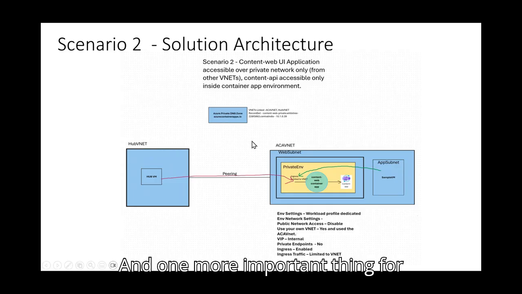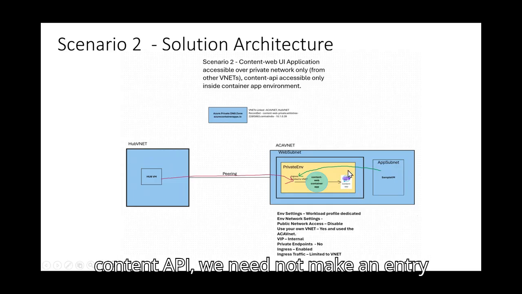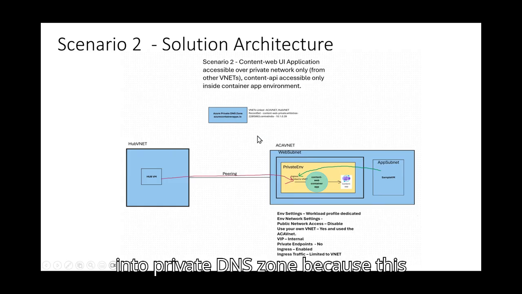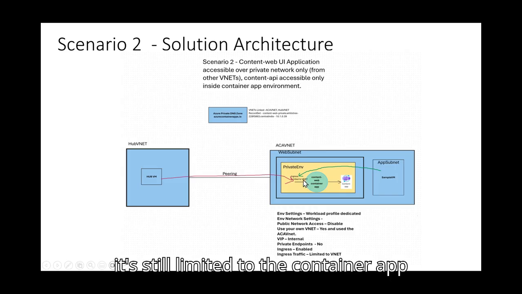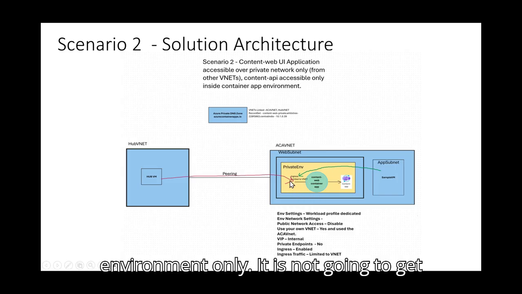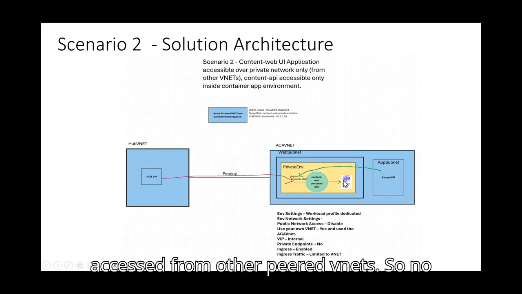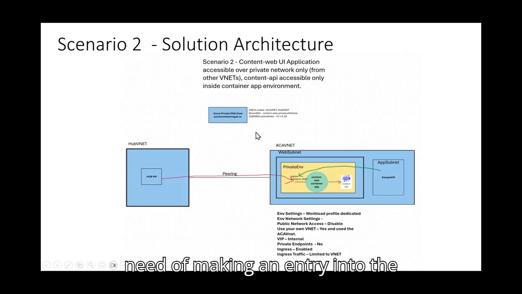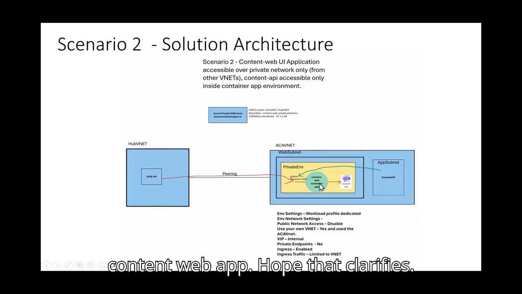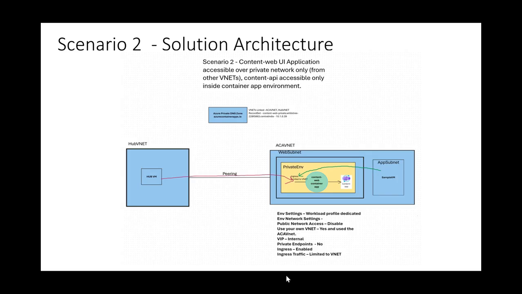And one more important thing: for content API, we need not make an entry into the private DNS zone, because content API in scenario 2 is still limited to the container app environment only. It is not going to get access from other peered VNets, so there is no need of making an entry into the private DNS zone, and it should be reachable directly from our content web app. Hope that clarifies. Let's move to scenario 3.